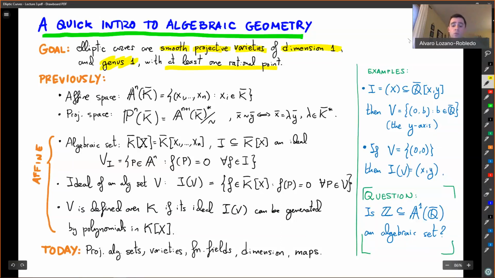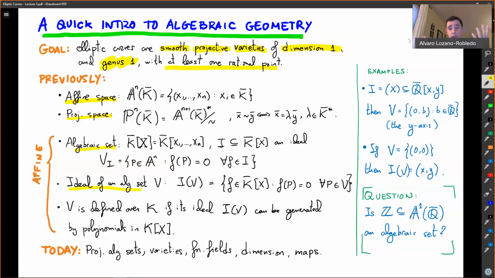So last time, we saw affine space. And we saw that we defined projective space. And then we defined also what are an algebraic set, an affine algebraic set, what is an ideal, the ideal attached to an algebraic set, and then what does it mean for an algebraic set to be defined over K? In principle, they're defined over K bar, but if there are defining polynomials that are defined over K, that the coefficients are in K, then we say that the variety is defined over K.